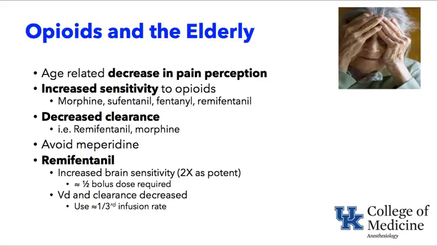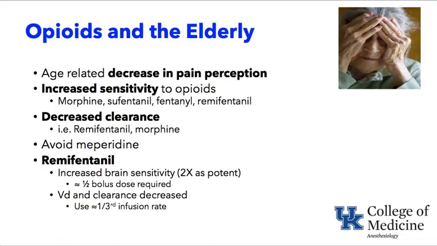So opioids in the elderly, there's an age-related decrease in pain perception and increased sensitivity to opioids such as morphine, sufentanil, fentanyl, and remifentanil. And you're not going to clear some of those opioids quite as fast. We probably should avoid meperidine. It's not a great drug anyway, but can really cause confusion in the elderly.